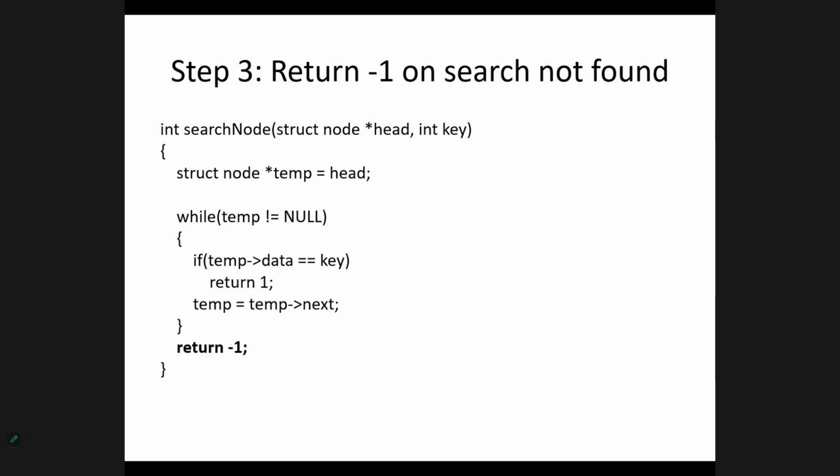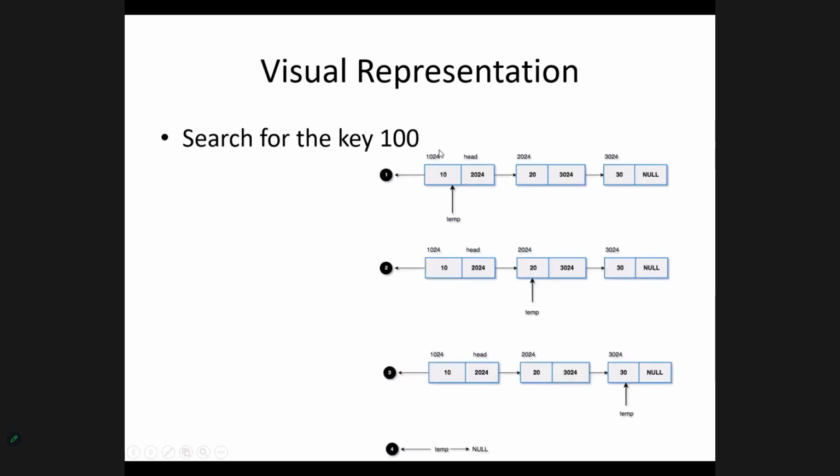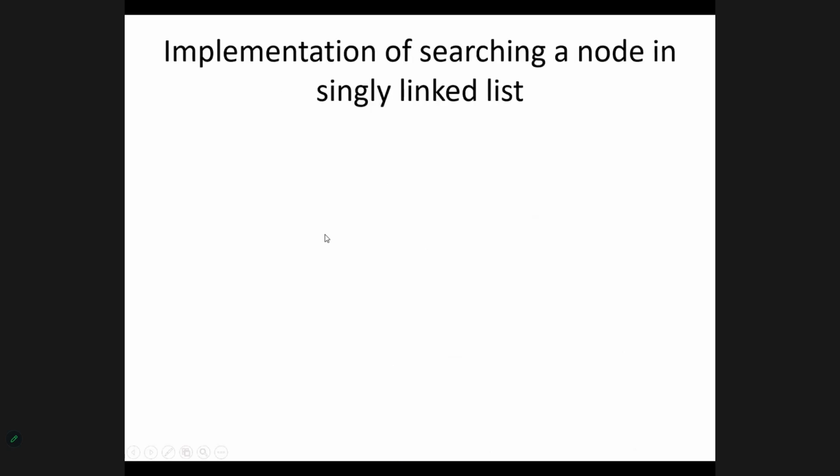So very easy, right? So this is searching, and the visual representation. Okay, this is searching 100. Okay, temp data. Okay, it is not equal to 100. It will go to the second one. Okay, data 20. No, it will go to the last one. Okay, data 30. No, it is not 100. Okay, now we are at the end of the linked list. Okay, that means we don't have any item called 100. Search not found. Right? Very easy. So that is the visual representation.